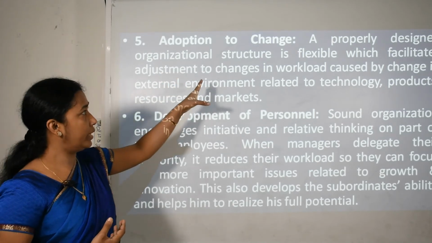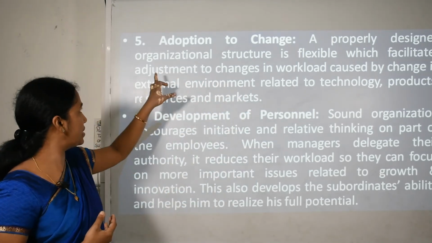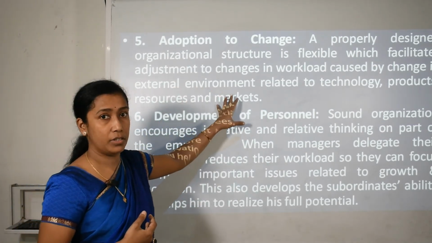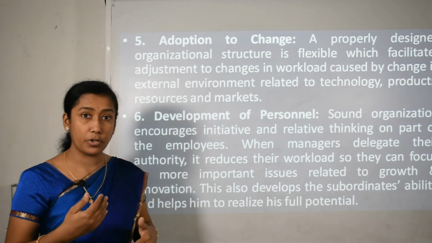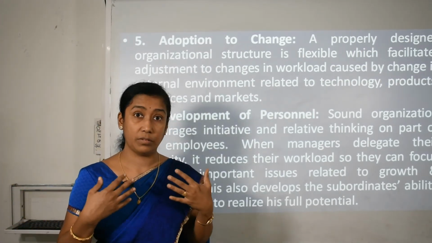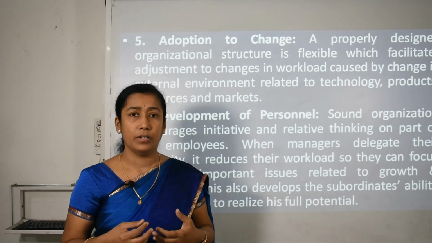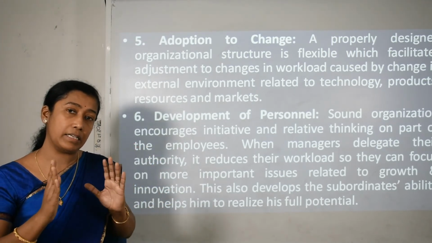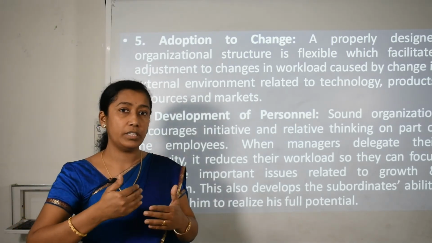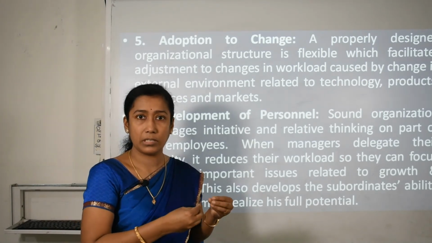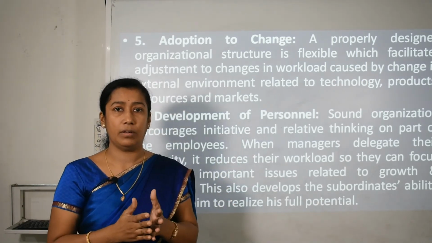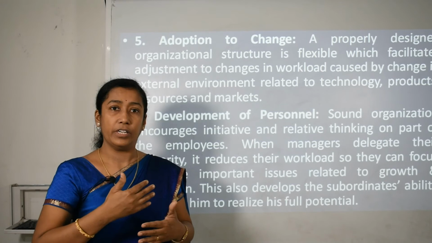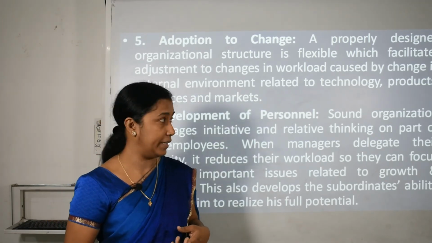A properly designed organizational structure is flexible, which facilitates adjustment to changes in workload caused by changes in the external environment. It can be related to technology, it can be related to product, resources, customers' likes and dislikes, changes in trend, habits and markets and so on. So whatever changes are made in the external environment, it is not going to hurt or bring some losses in the internal environment. So a good organizational structure is one that is very flexible in terms of changing, or must have a better adaptability.